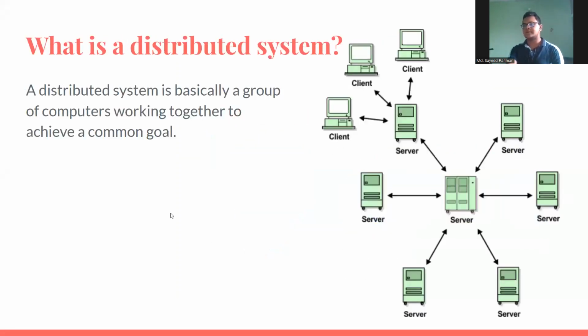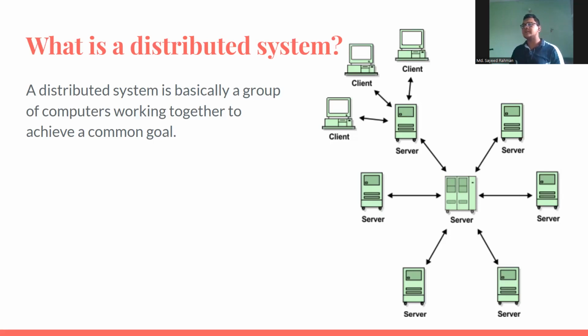What is a distributed system? A distributed system is basically a group of computers working together to achieve a common goal. So how does it work? Instead of buying a supercomputer, you are buying 1000 normal computers and combining their power, which actually turns out to be more than a supercomputer.